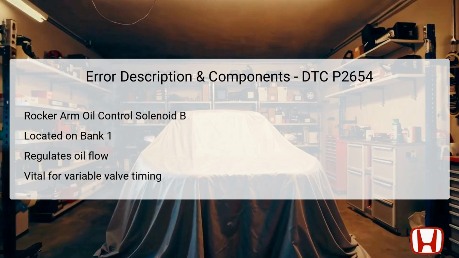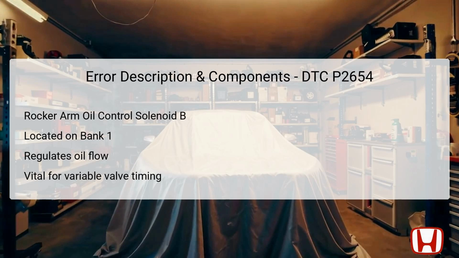DTC P2654 indicates a concern specifically with rocker arm oil control solenoid B on bank 1. This solenoid plays a vital role in managing the flow of oil within the engine, directly impacting the performance of the variable valve timing system. Proper functioning of this component ensures that engine valves open and close at optimal times, promoting efficiency and power.